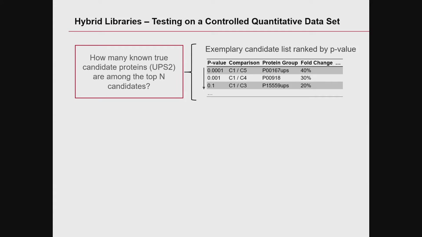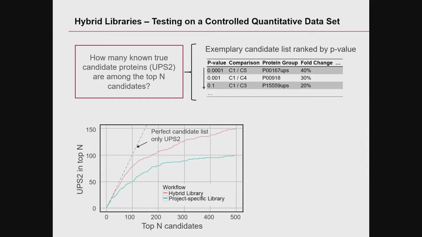Now to the most important benchmark for us. Again, as I said before, you can make these candidate lists where you would have compared two conditions. You can rank this by p-value, and you can check how many of these candidates correspond to my UPS2 proteins in this controlled condition. And we did that and compared between the two libraries, and this was the result we got. And it's actually quite a striking result.